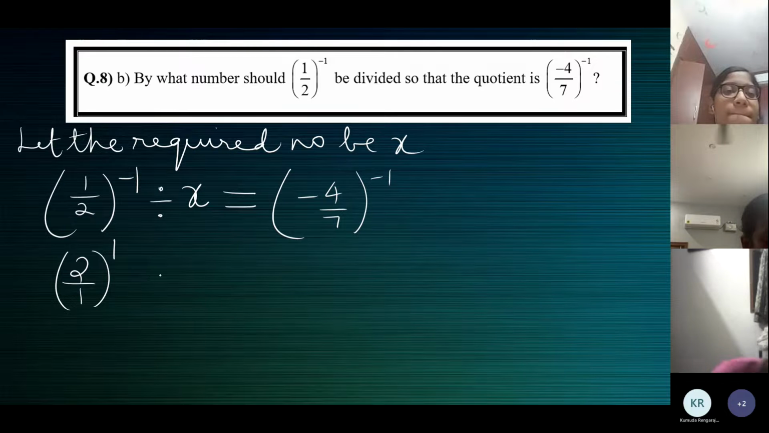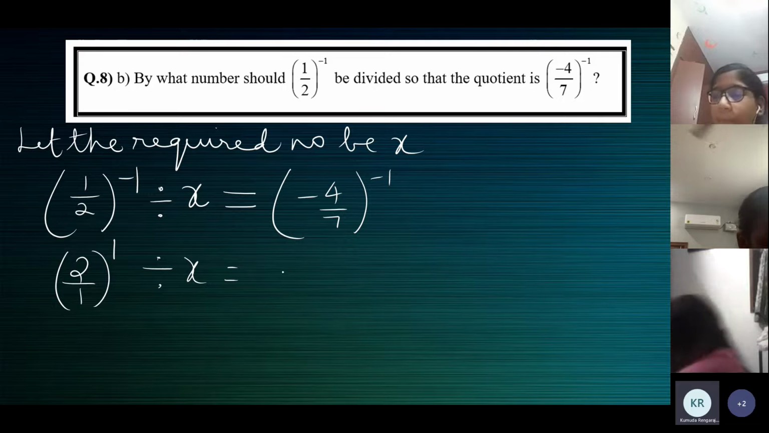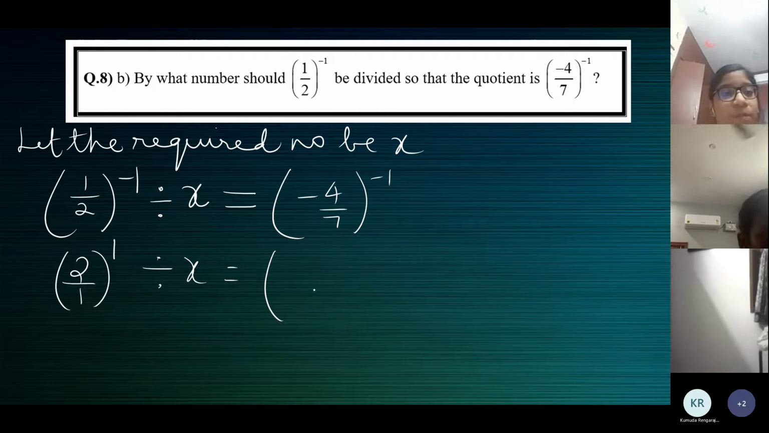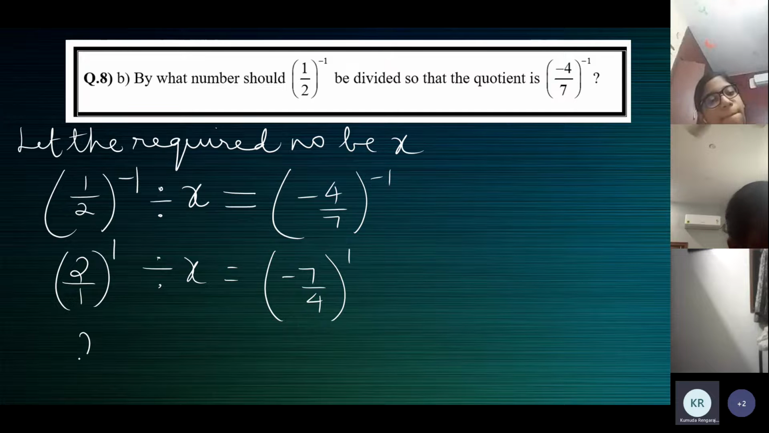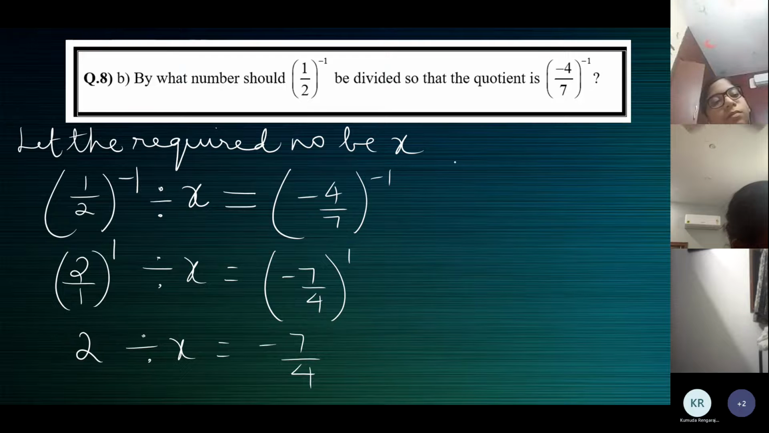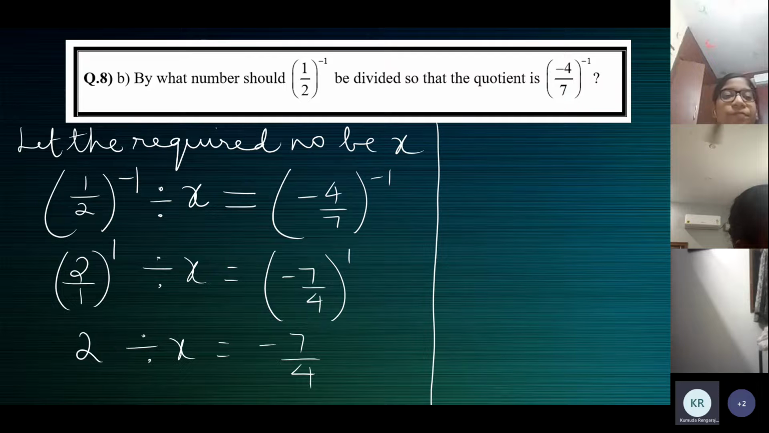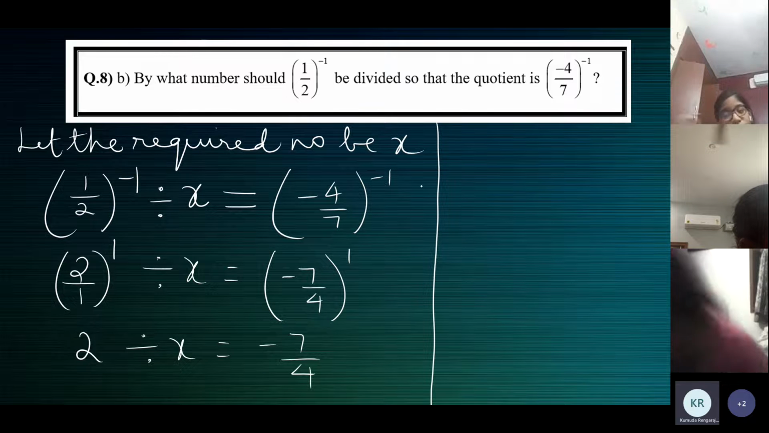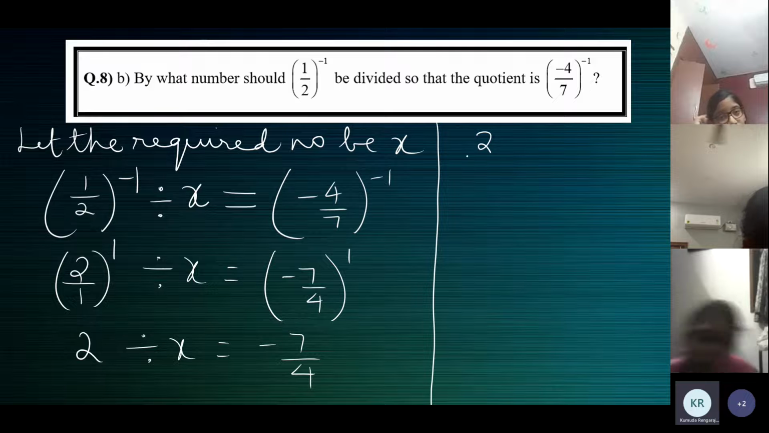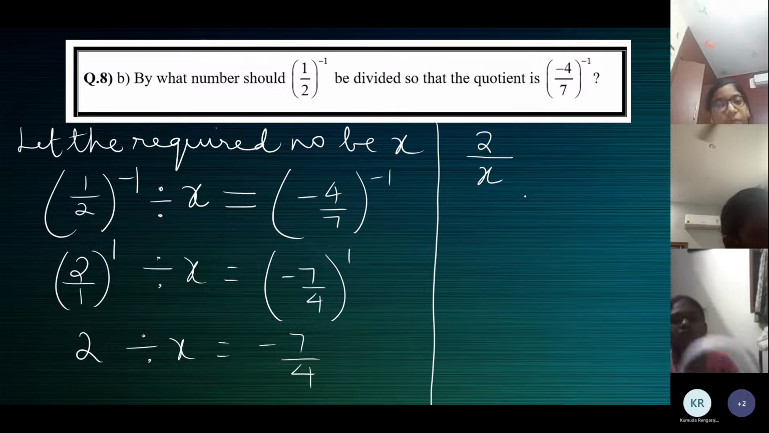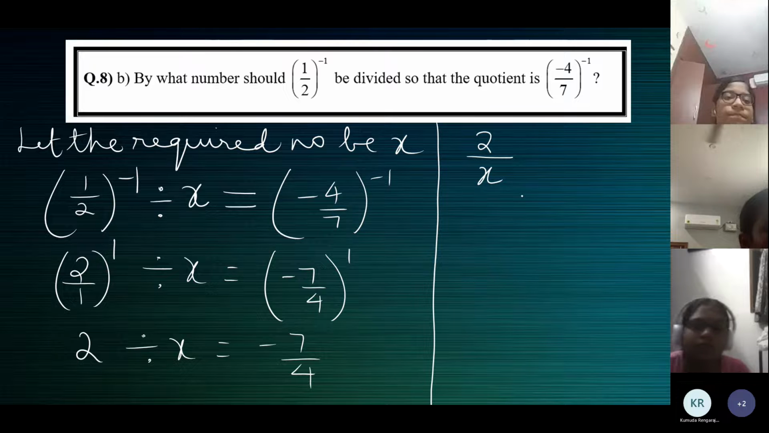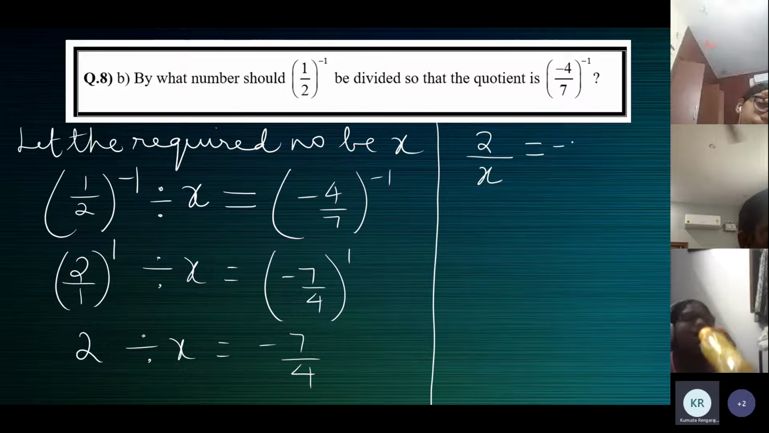Negative of the power, divided by x is equal to, what about this one? 7 by minus 4 raised to the power 1, or simply 7 by minus 4. Correct. So that means 2 divided by x is equal to minus 7 by 4. It's okay if you write 2 more steps, but do it correctly. So let's write this in a way we understand. It's nothing but 2 divided by x, isn't it, children?